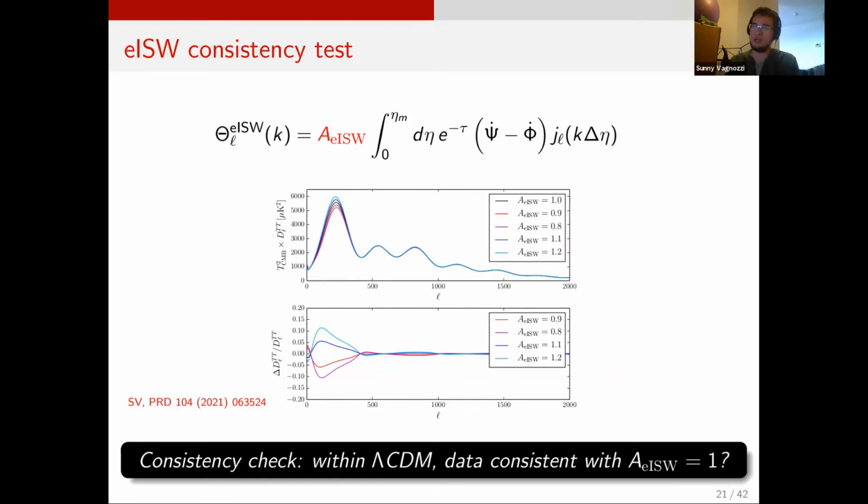Now, for those of you who are more on the cosmology side, this should look very familiar. It's very similar to a parameter used a lot in Planck called A_lens, which tests whether the amount of lensing you see in the CMB power spectrum is consistent with your expectation. So the question here is, is this number A_EISW consistent with 1?